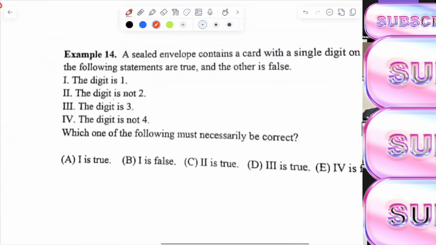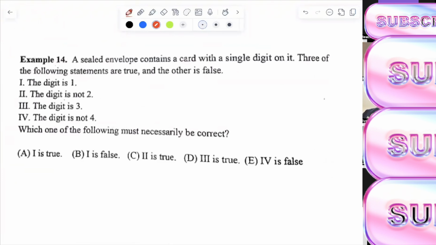Now, example 14. A sealed envelope contains a card with a single digit on it. Three of the following statements are true, and the other is false: the digit is 1, the digit is not 2, the digit is 3, the digit is not 4. Tell me your answers in chat, and feel free to ask questions also.